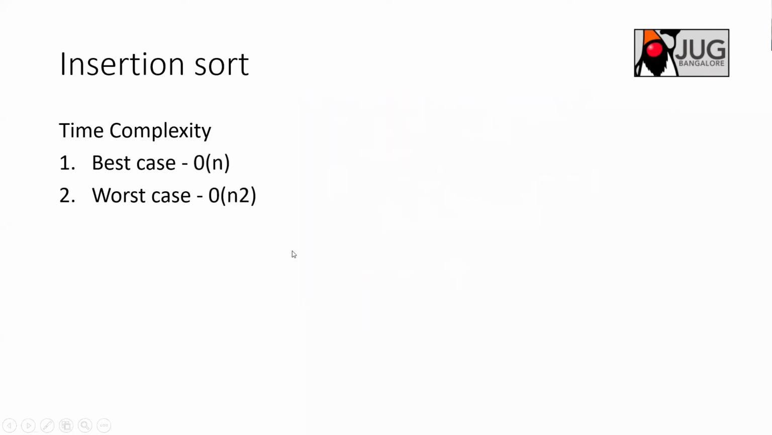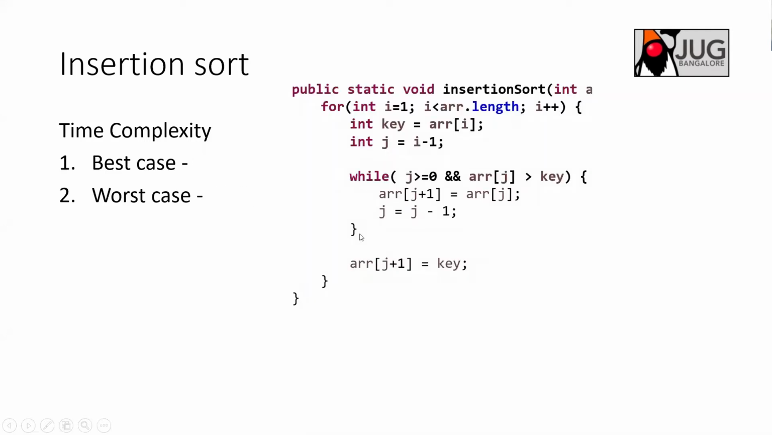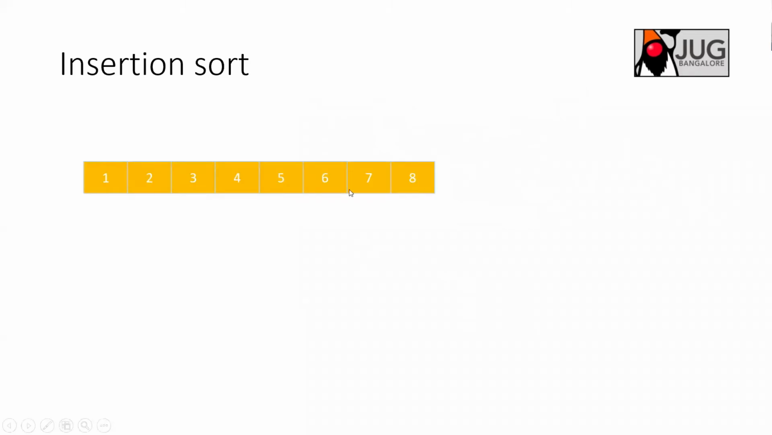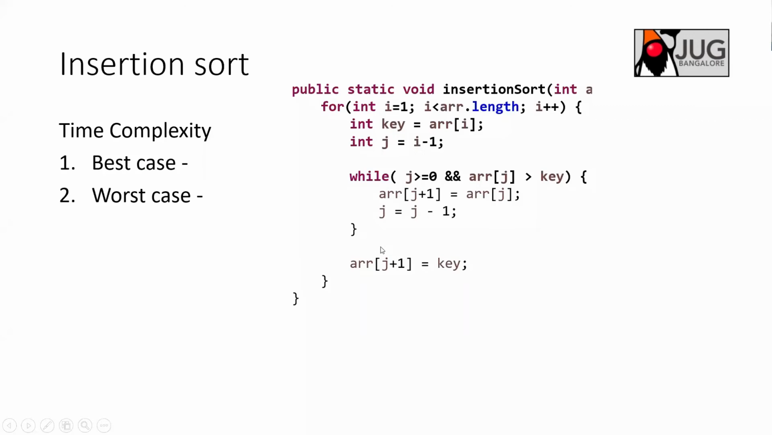In the worst case, let's assume the given set is completely unsorted, for example with the elements reversely sorted. Here 8 is first and 7 is second, so it is reversely sorted. Every time you need to copy the element to the last, and the picked element has to be inserted at the first place. That indicates the worst case.